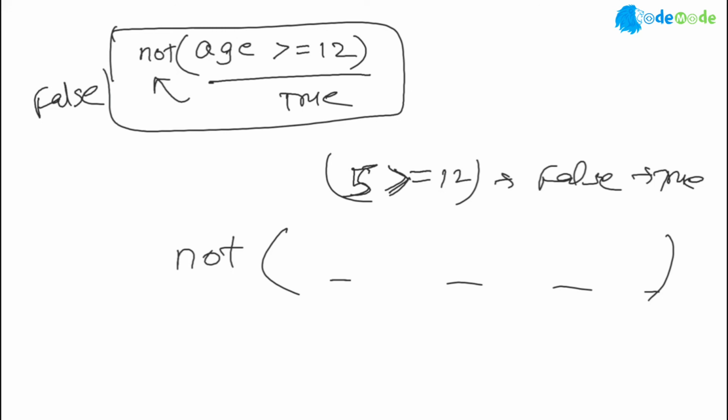In practical life, you use not very less. The reason is it's very confusing because on one side you are trying to evaluate a condition and at the end you are going and flipping it. I would rather, rather than saying not age greater than equal to 12, say age less than 12, which is the same as this condition.